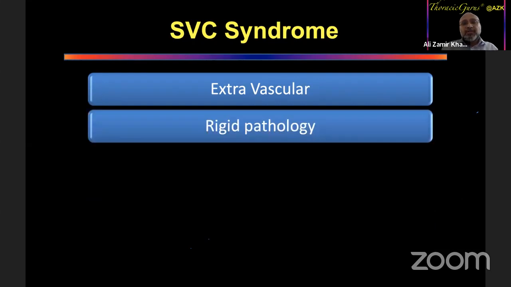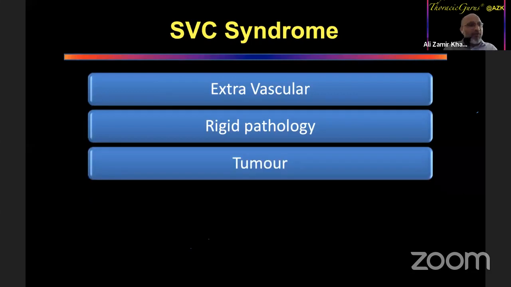So the extravascular compression is usually because of a rigid pathology outside the SVC. The SVC is a collapsible structure, and any pathology which is rigid outside the SVC can start to cause compression on the SVC. In fact, symptoms do not really appear until the patient is almost 90 to 95% compressed. That is when you start getting SVC symptoms. But predominantly the SVC accommodates the pressure that comes from outside. And the commonest pressure which comes from outside, as we all know, is a tumor.